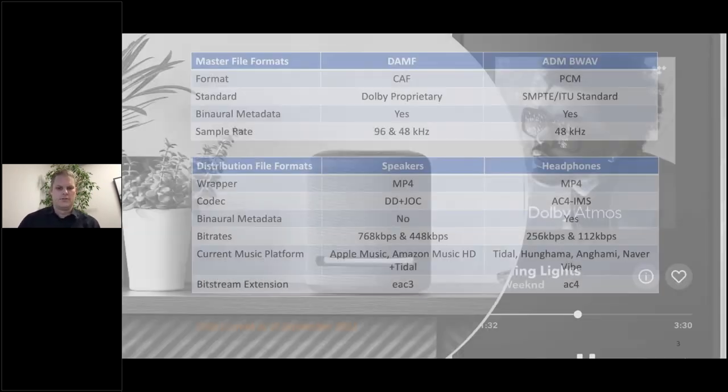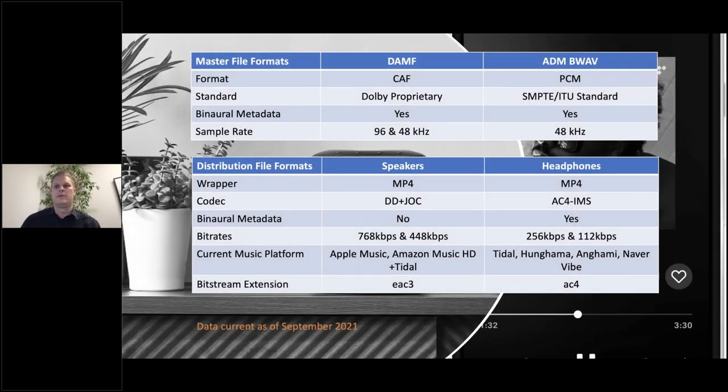For those of you that have gone through previous webinars, this slide will be somewhat familiar. It will also show the expanded footprint of Dolby Atmos in the creation and distribution world. Apple Music, Amazon Music HD, Tidal, Ungama, Naver Vibe all support Dolby Atmos in various different ways. Creating Dolby Atmos in the renderer, if you're recording into the renderer, you're going to be creating this DAMF file format that is capable of producing at 96K and also 48K. 48K is the default. It's capable of setting binaural metadata to control the experience of listening over headphones, as well as obviously the speaker-based playback.